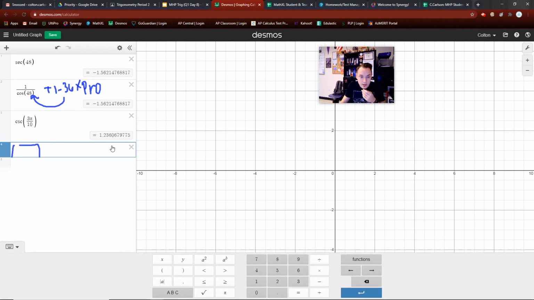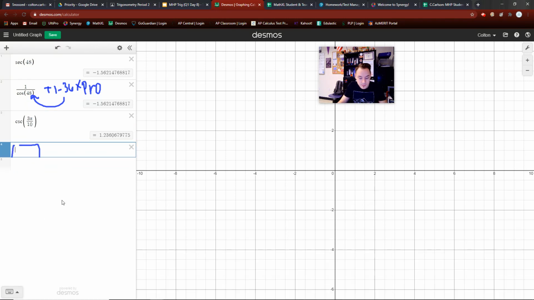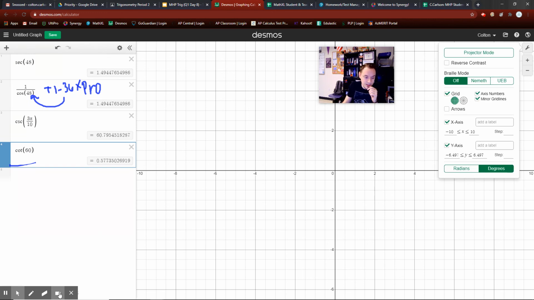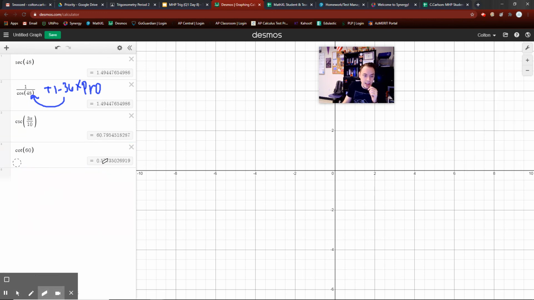And now, wow, it has a little box there. Isn't that cute? My last one is going to be cotangent of 60 degrees. Since it's 60 degrees, I need to make sure I go over here and change it back to degrees. And so that is my answer. Just switching back between radians and degrees is really the thing that you guys need to understand here.